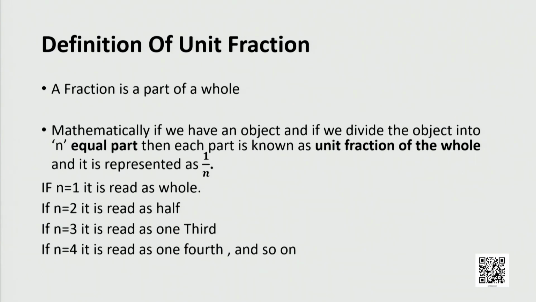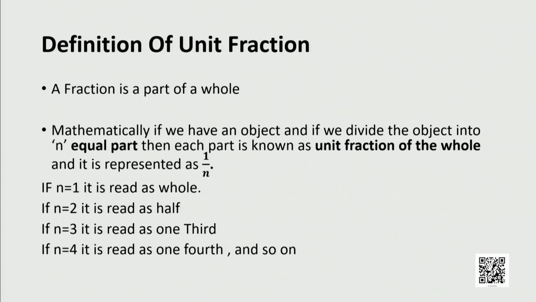Now we are going to increase our vocabulary. For n equals 1, what does it mean? It means that we are talking about the whole object. So when n equals 1, 1 over n is 1 over 1, it would be called a whole. Then when n equals 2, it would be known as half.